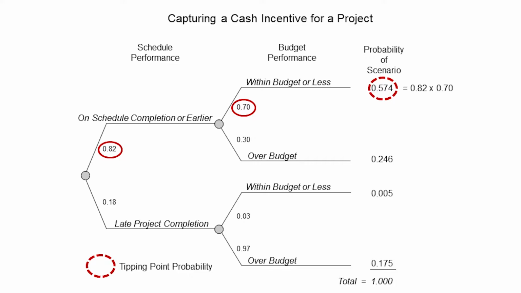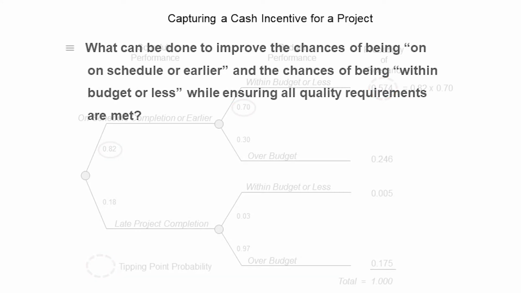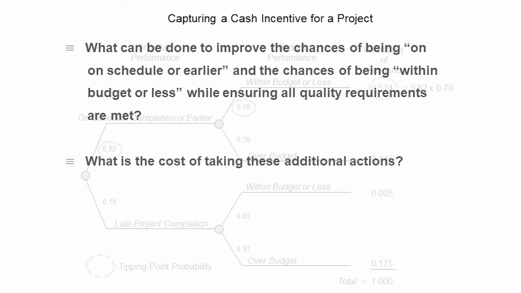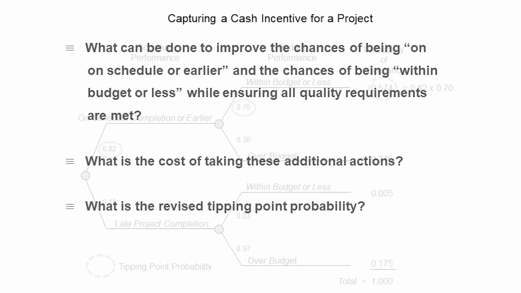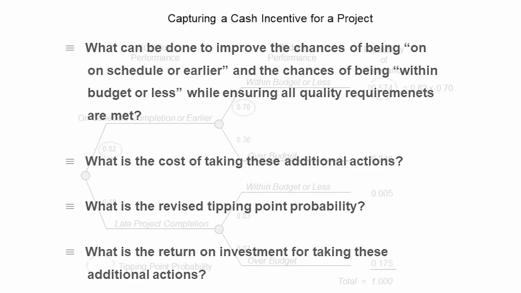Good questions the project manager should ask include, what can be done to improve the chances of being on schedule or earlier, and the chances of being within budget or less while ensuring all quality requirements are met? What is the cost of taking these additional actions? And importantly, what is the revised tipping point probability, and what is the return on investment for taking these additional actions?